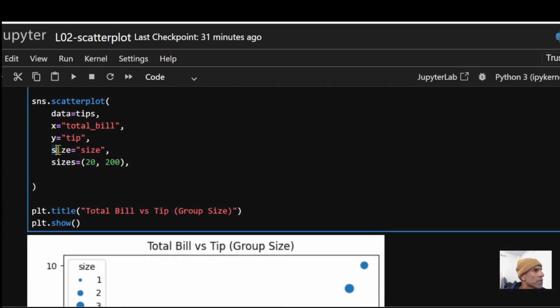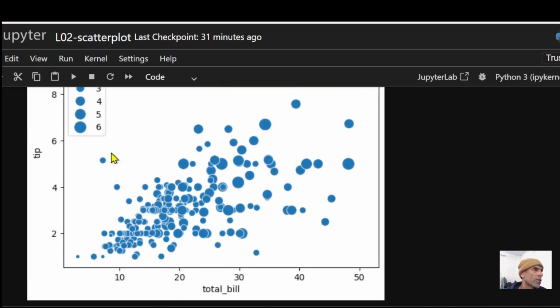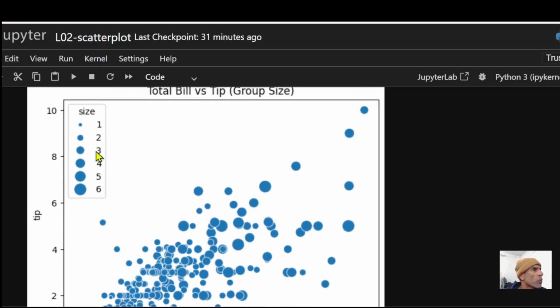In this case, I'm specifying my size equal to size right here. This size is a column. If you recall, the size of the group goes from 1 to 6. So when I plot this, this is how it looks. Now, here's the interesting thing about this scatter plot. If you notice, your size goes from 1 to 6.